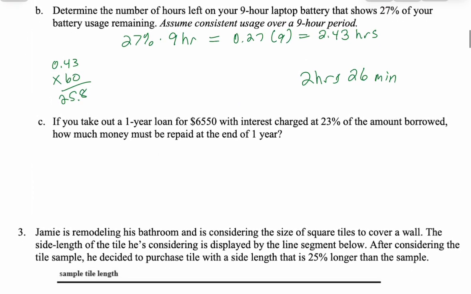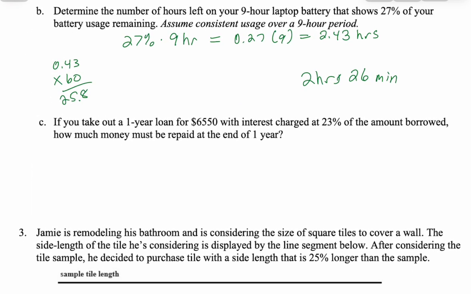Okay. Now, moving on to C, it says you take out a year loan for $6,550. The interest charge is 23%. How much money must be repaid at the end of the year? So there are 2 ways to do this problem. I want to show you both, okay? One way is to just calculate the 23% of the 6,550.